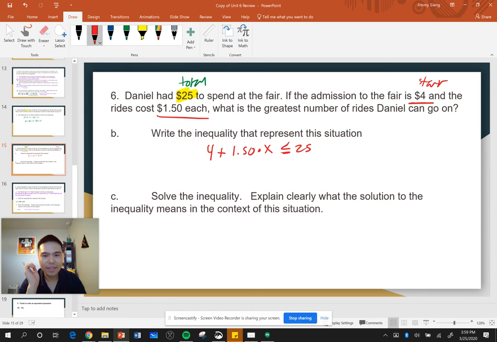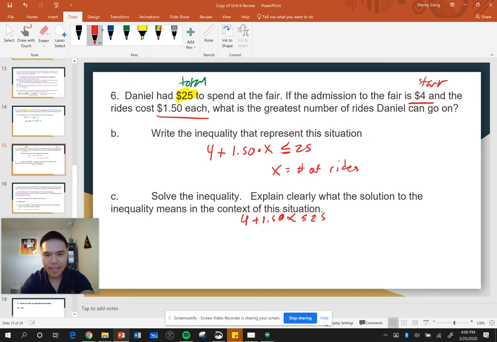So now I can solve the inequality and explain what the inequality means in this context, okay? Remember, X is the number of rides. I can solve that by doing 4 plus 1.50x less than or equal to 25. This is the same thing as solving an equation, okay? We gotta subtract. We have 1.50x is less than or equal to 21.